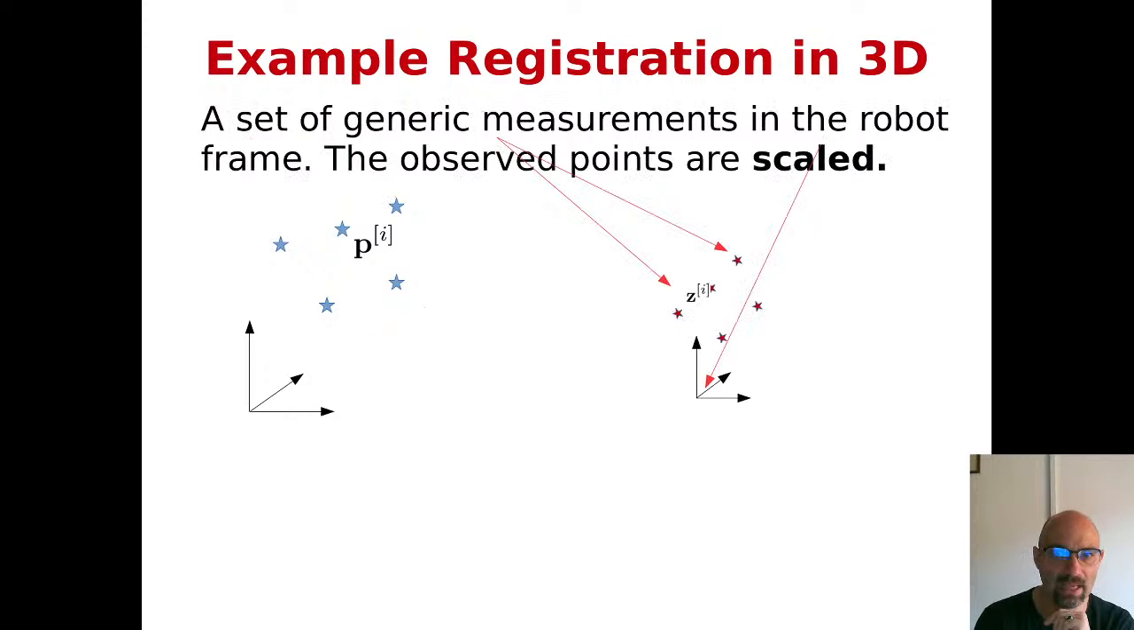Then we have a set of generic measurements. Let's say that in this case we observe these points, but we observe them when they are subject to a scaling factor. That means that in our local view of the observed map, of the observed constellation of points, we will not be able to tell the scale.